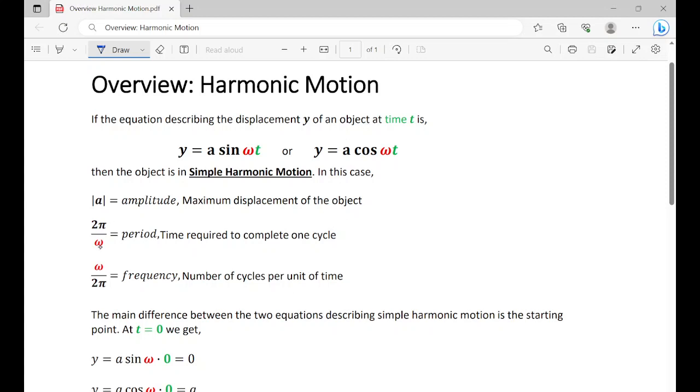2 pi over omega is the period. It is the time required to complete one cycle. And omega over 2 pi is the frequency, the number of cycles per unit of time.